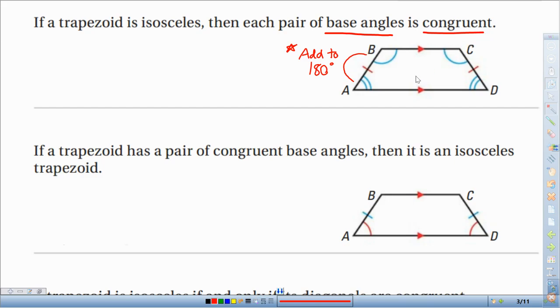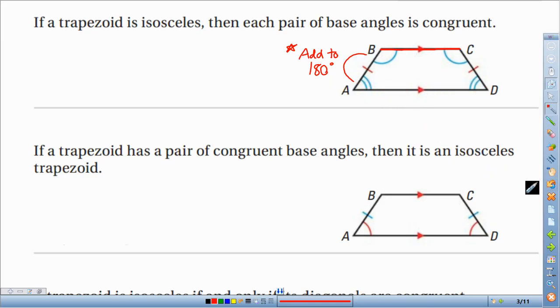Base angles. Okay, so let's make some sense out of that. On this isosceles trapezoid right here, that's one of our bases. And base angles are the angles that touch the base. So these 2 angles, angle B and angle C, would be congruent to one another. And it's the same idea for these base angles down on the bottom as well. These 2 angles that touch the same base would also be congruent to one another.